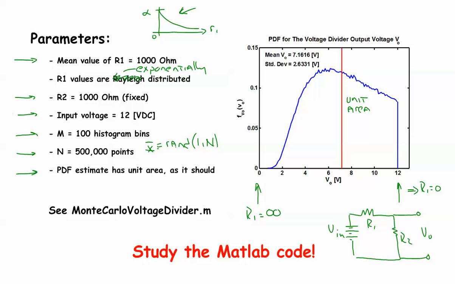Now, the interesting thing I found in using an exponential probability density function for my resistor value is that I found this to be my mean. I used the MATLAB code that I showed you in the previous video lecture to calculate the mean based on my probability density function estimate, and I got a mean output voltage of 7.16 volts or so. That is entirely unexpected.